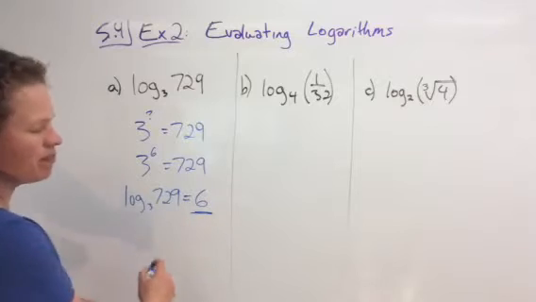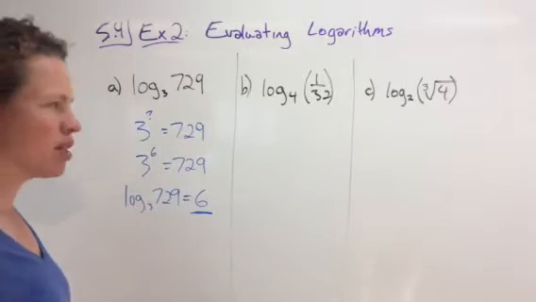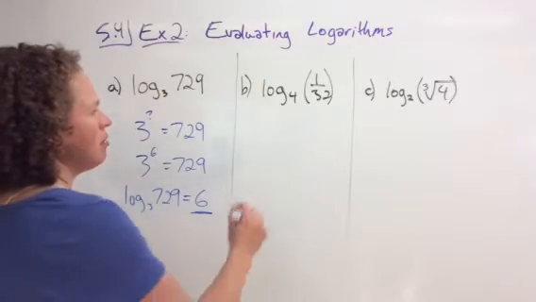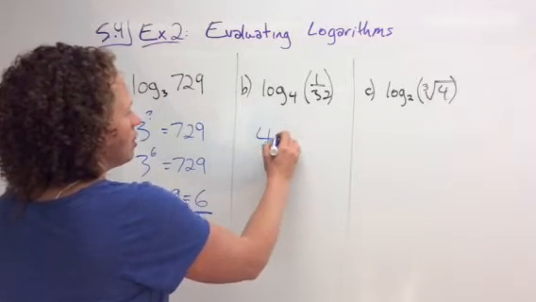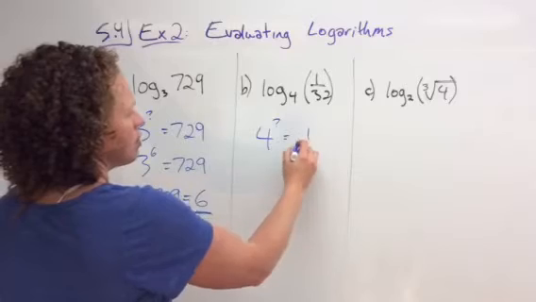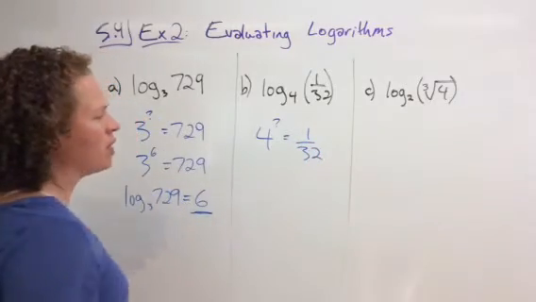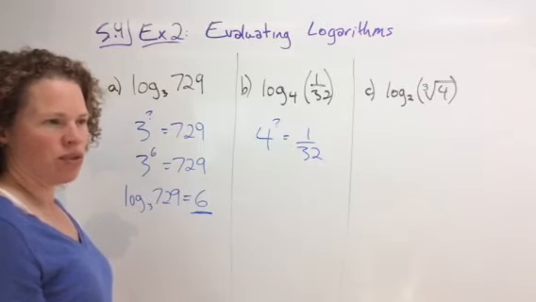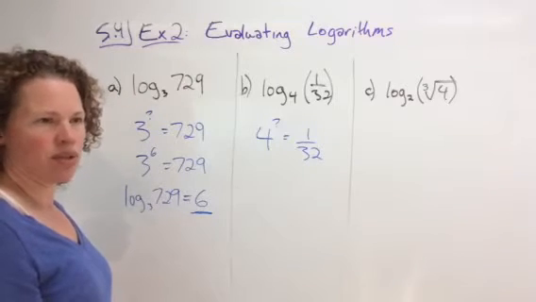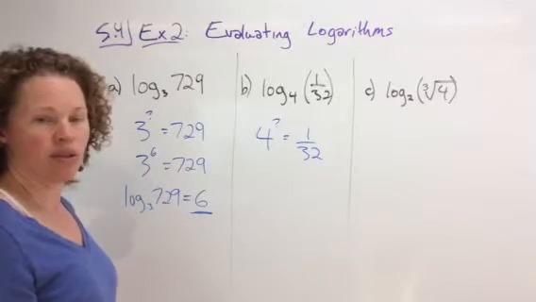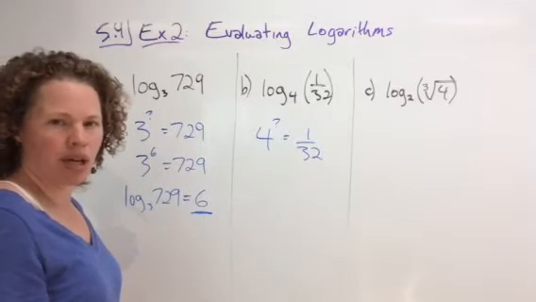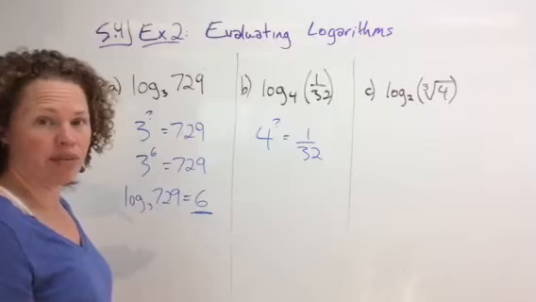That's my answer. I'm looking for the exponent. The exponent is my answer. This one's a little more complicated because when I write it out, 4 to the power of what equals 1 over 32, you're not going to get 4 times 4 times 4 equals 32. 4 times 4 is 16, times 4 is 64. We missed it. So what we need to do is see if we can make 4 a smaller base.